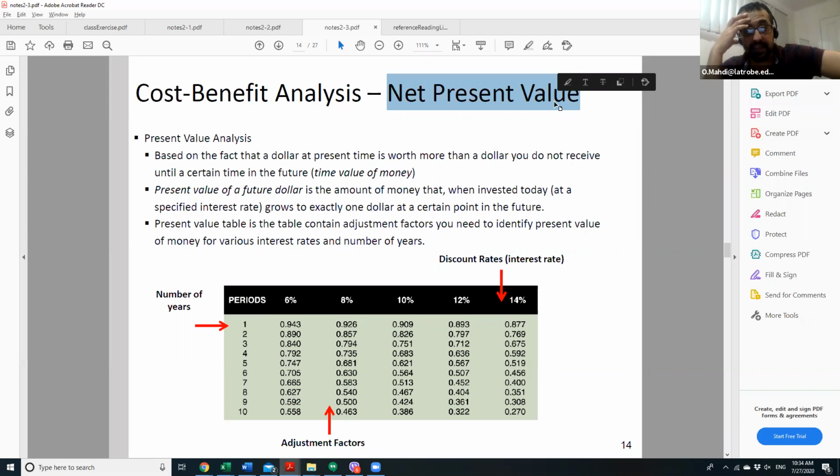So let's put the question this way. If I gave you $1 today, today is 27th of July 2020, will it still be worth the same value 10 years later? No guarantee, right? Absolutely, it's not the same. So this is the main point of having net present value. This is the whole idea of the net present value.